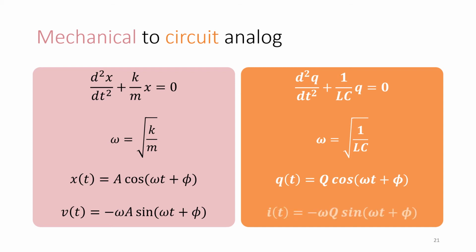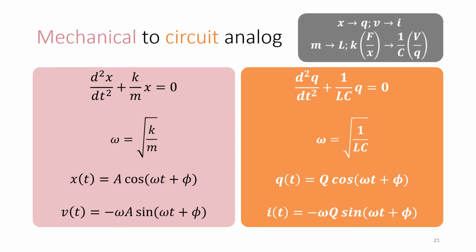Current is just the rate of change of charge, and a single differentiation gives us its solution, being i equal to negative omega Q sine omega t plus phi. From here we can see that omega Q is just the maximum current that our circuit achieves. Phi is the added term just in case we start at some point where the capacitor is not fully charged.